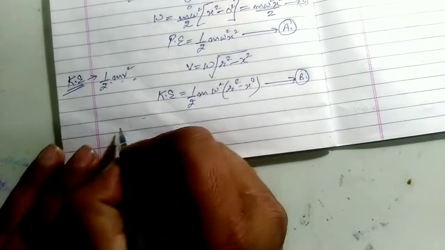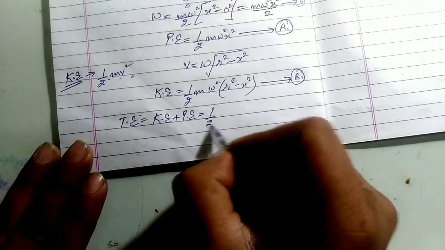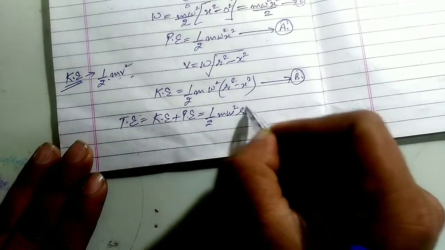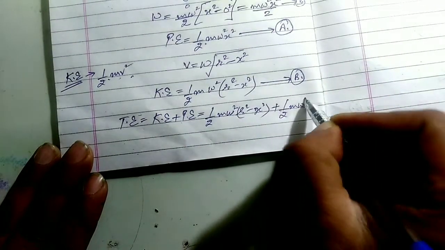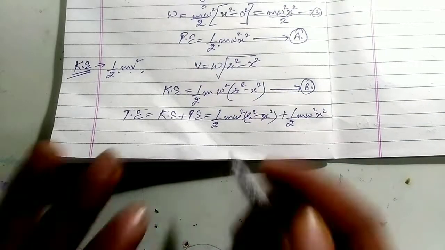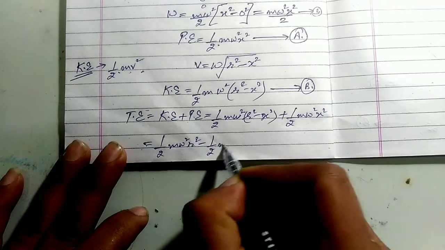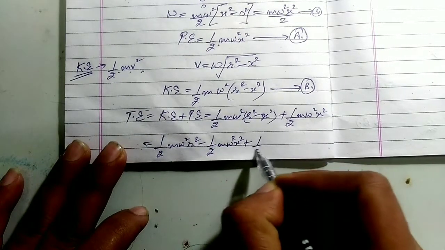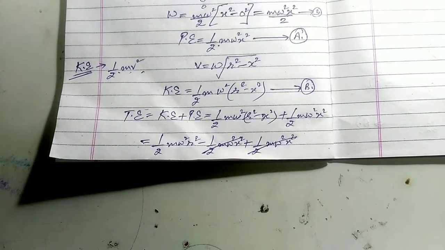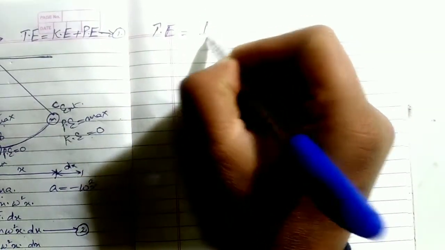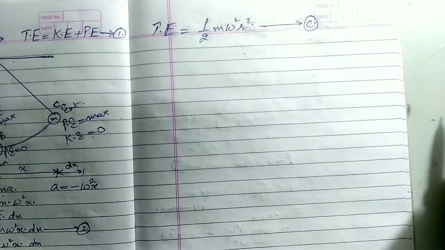So the total energy means KE plus PE. So half m omega square (r square minus x square) plus half m omega square x square, that is equal to half m omega square r square minus half m omega square x square plus half m omega square x square. So this gets cancelled out. We are left with half m omega square r square, which is the total energy of the system.